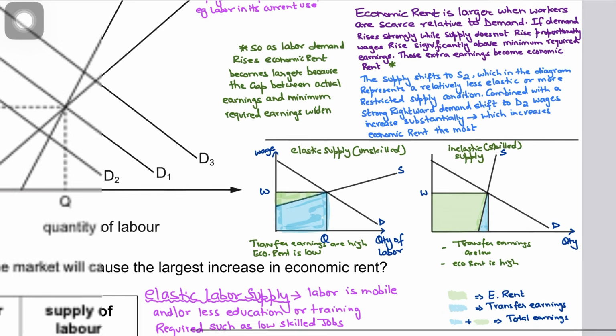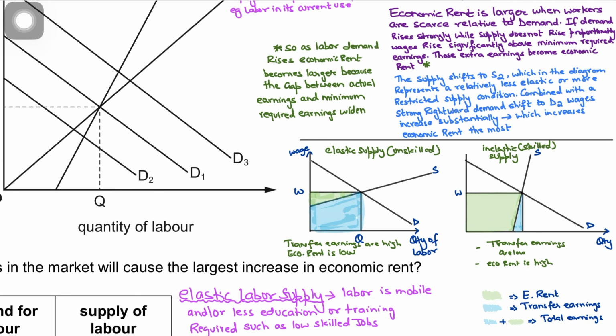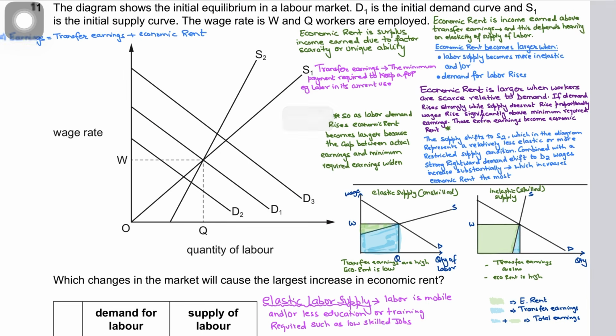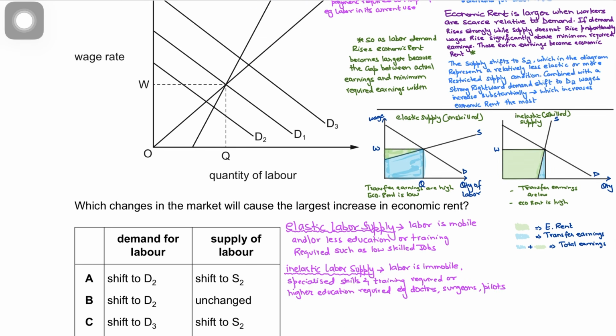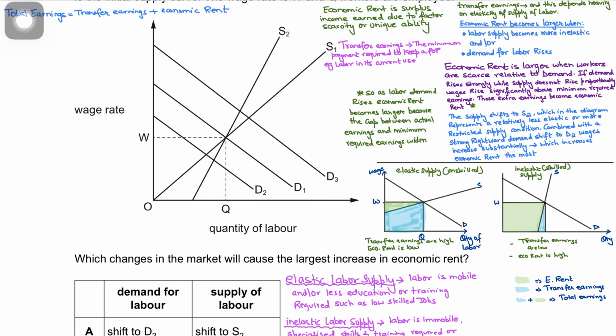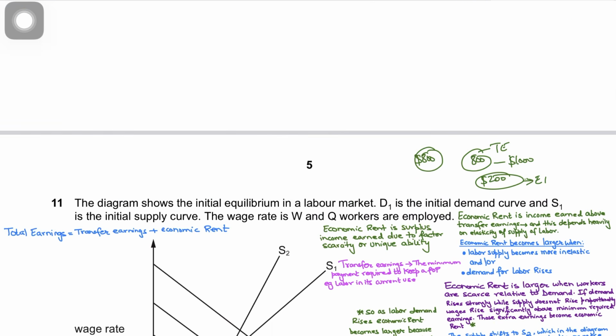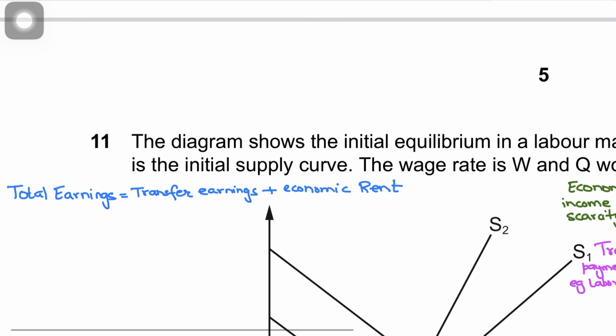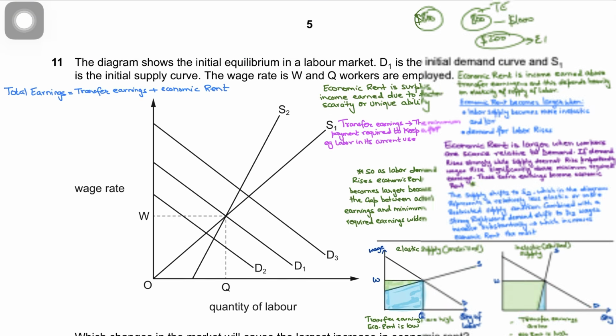So remember, when supply is inelastic, reason number one, supply is less as compared to demand, so that automatically pushes up wages. So that's another reason why economic rent is very high. And by the way, this entire distance represents total earnings. Total earnings is simply the sum of your transfer earnings plus economic rent.